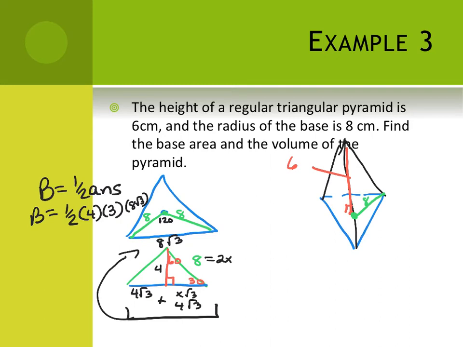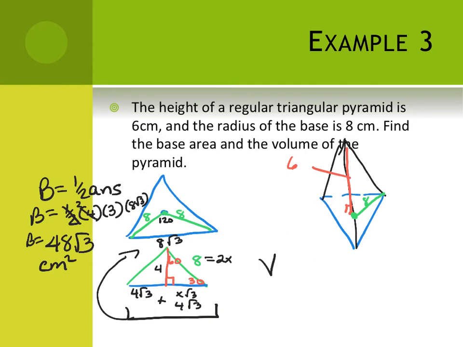I now can multiply. I'll take 1/2 of 4. And now multiply 2 times 3 times 8. And I get 48 square root 3. And these are centimeters squared.